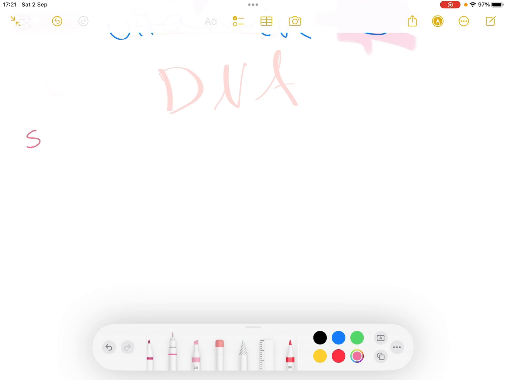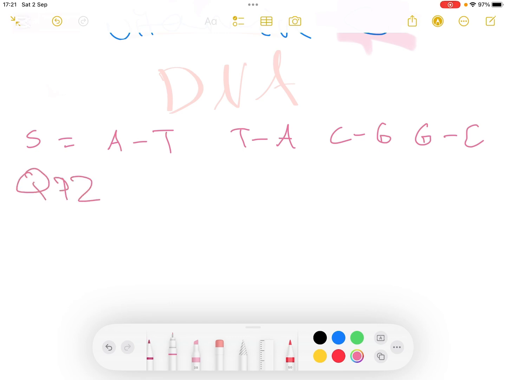It has a sequence, and this sequence is that A combines only with T, and C combines only with G. And this is a very common question, especially in paper 2. And this sequence determines that you're a human and not a tree.